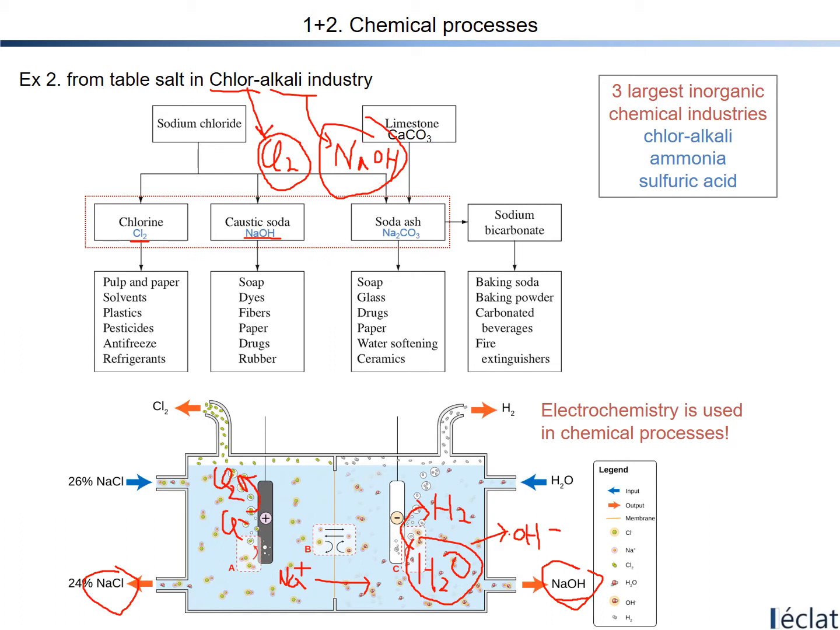There are three largest inorganic chemical industries. The first one is actually almost the same level of size. The first one is the chlor-alkali process. The second one is the ammonia process. The third one is the sulfuric acid process.